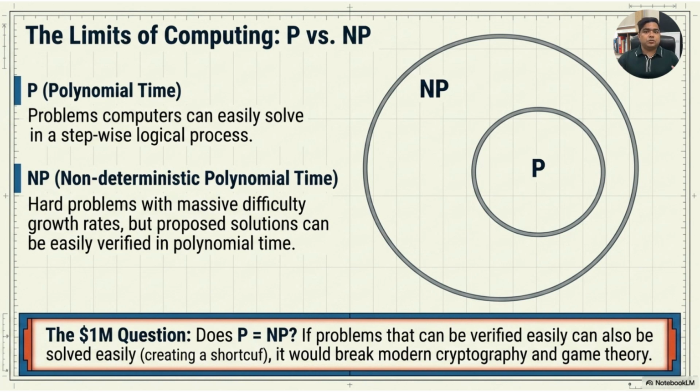This means if a solution can be checked quickly, can it also be found quickly? This is called the $1,000,000 question because it is one of the Millennium Prize problems. If someone proves it correctly, it would have major consequences. If P equals NP, many currently difficult problems could suddenly become efficiently solvable. This would affect cryptography, optimization, game theory, and many areas of science and technology. The diagram shows P inside NP because every problem that can be solved efficiently can also be verified efficiently.